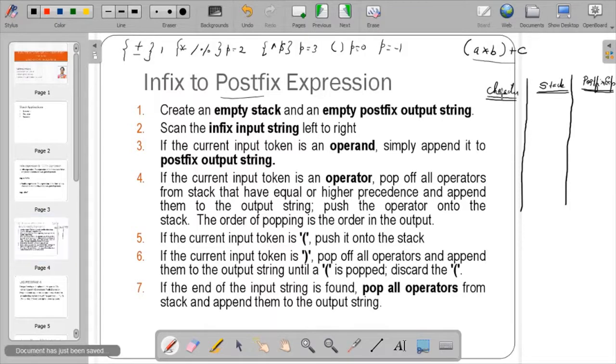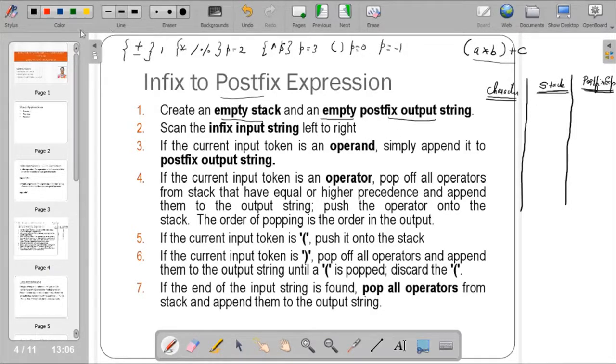So I'll tell what happens in the stack. Whenever you find an operator, those all will be pushed over here. Whenever you find a character, it will be directly sent to the postfix expression. That's what is stated over here. First step is to create an empty stack and an empty postfix output string.